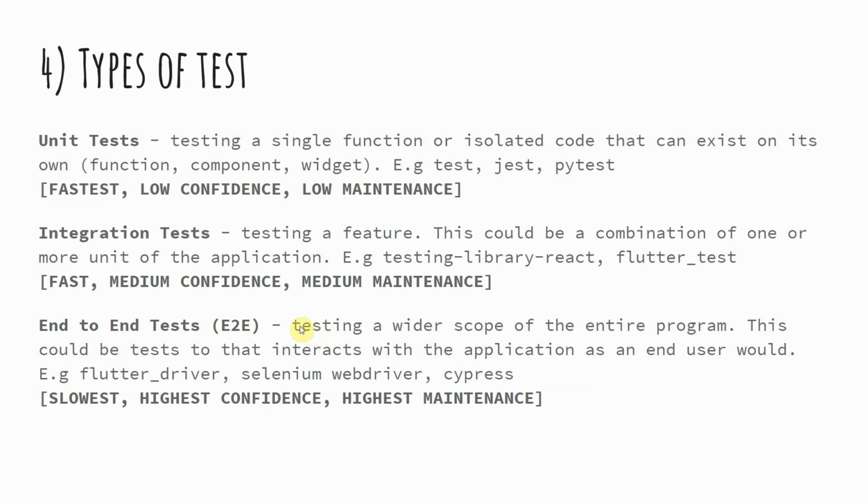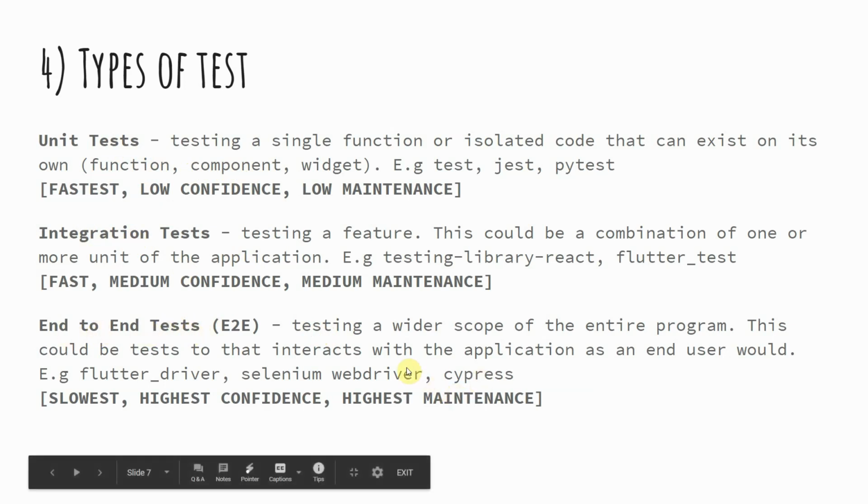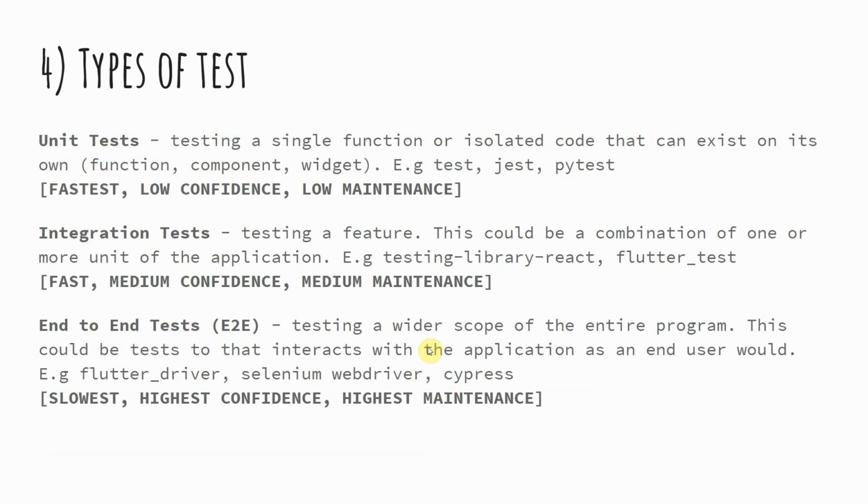But a good test suite should have as many unit tests as possible. I'm still going to explain why. It's going to have as many unit tests as possible, a medium amount of integration tests, and a low amount of end-to-end tests, because end-to-end tests are quite costly, and if one fails, there could be multiple reasons as to why it fails.